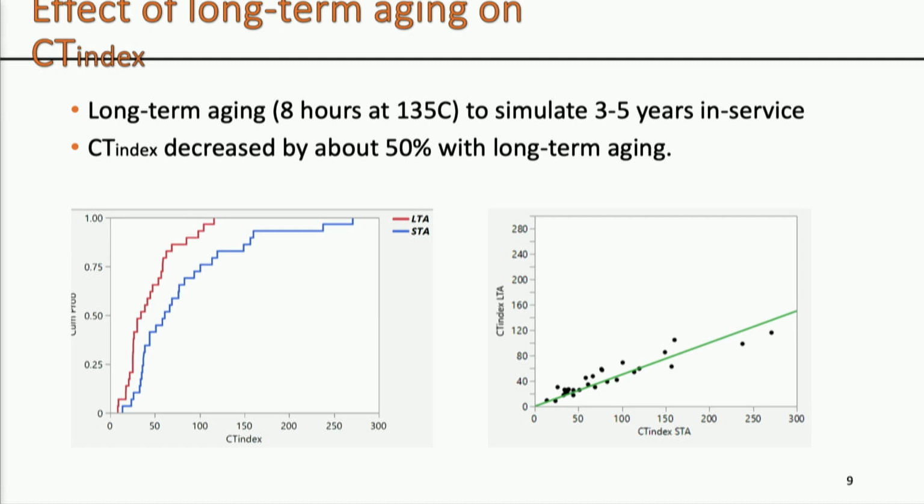So we took all those mixes, 33 mixes, we subjected them to long-term aging, and then we looked at the CT index numbers. And what we found out is that those CT index numbers dropped by almost 50%. So that tells us that even if we're designing a good mix today, after 3 or 5 years from now, it's going to lose almost 50% of its cracking resistance. So that's something we have to bear in mind.